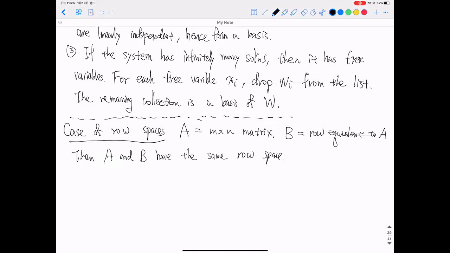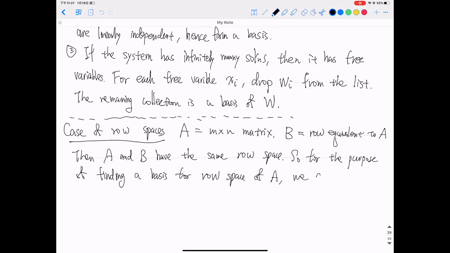Right, so for the purpose of finding a basis for the row space of A, we can also work with B, right? Because they give us the same row space.